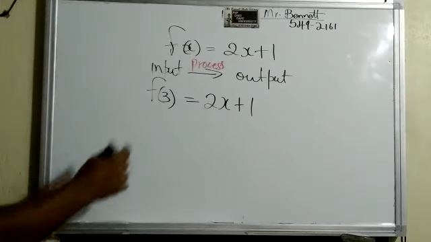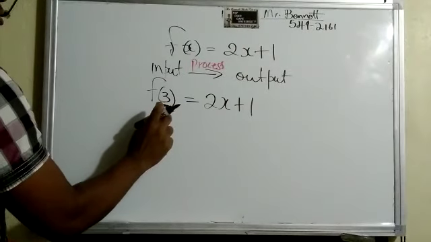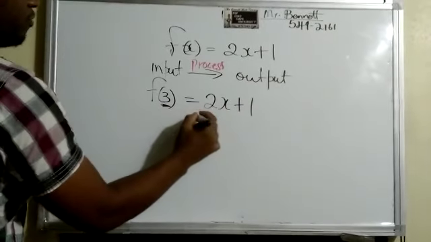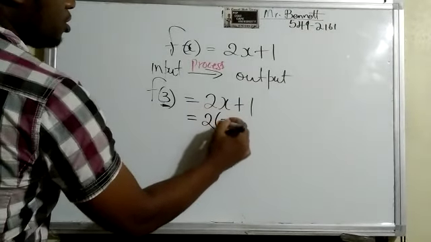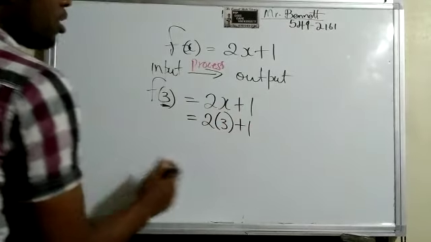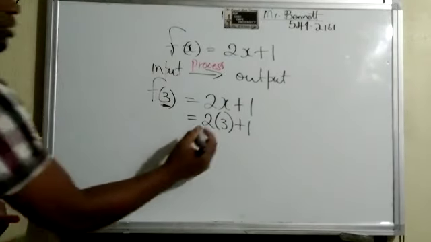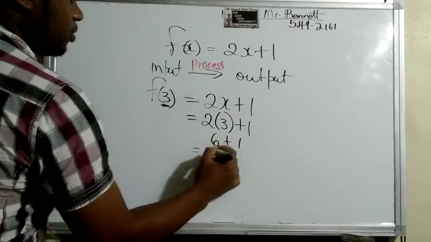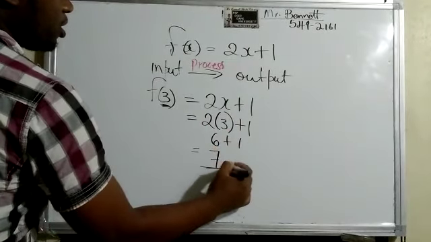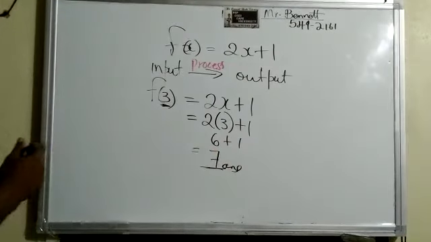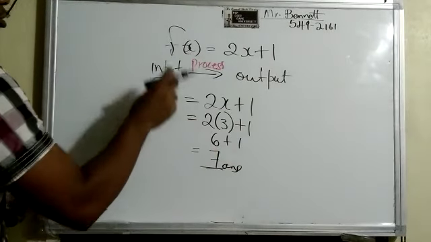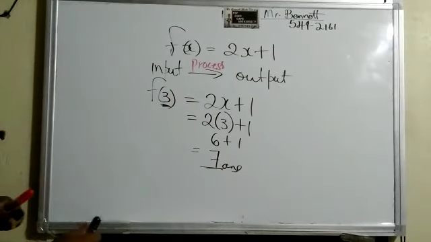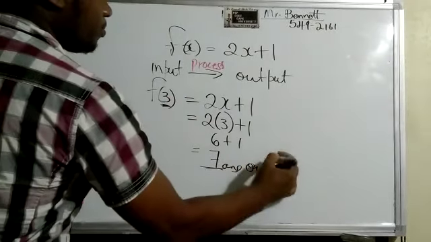Remember, it's a graph. Now we're going to replace 3 wherever we see x. That will be the value. So it will be 2 times 3 plus 1. Bracket means to multiply, so we expand the bracket. 2 times 3, 6, plus 1 equals 7. So what this is saying is that in this particular function, if we put 3 in this function, we will get 7. And that will be your output.